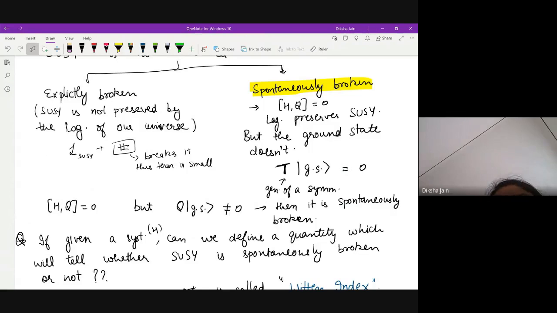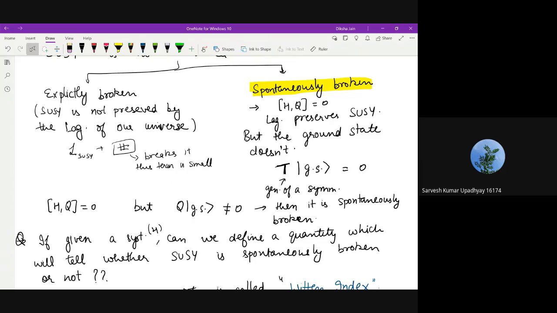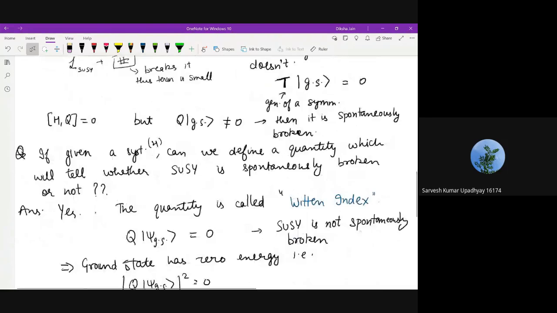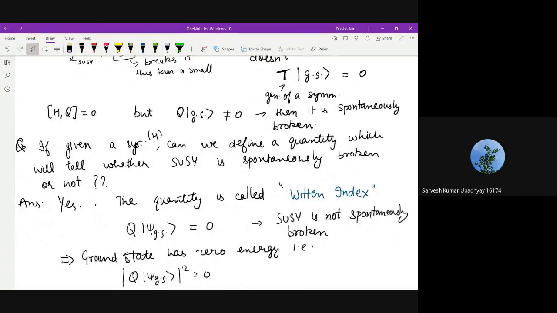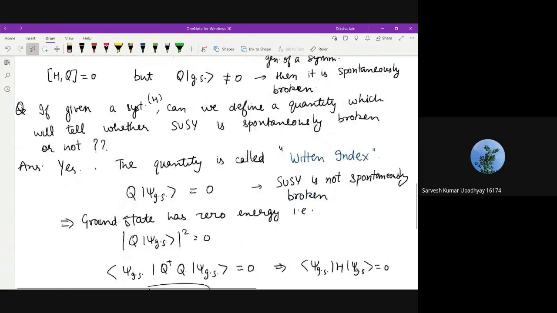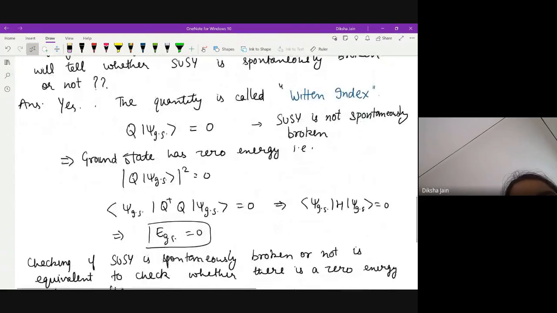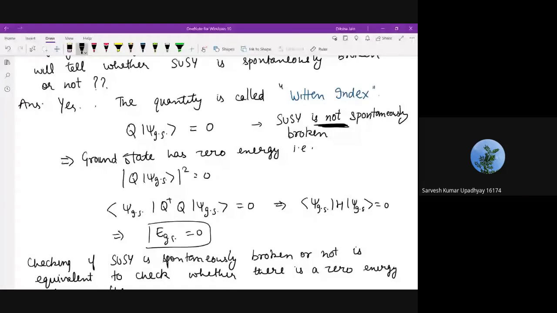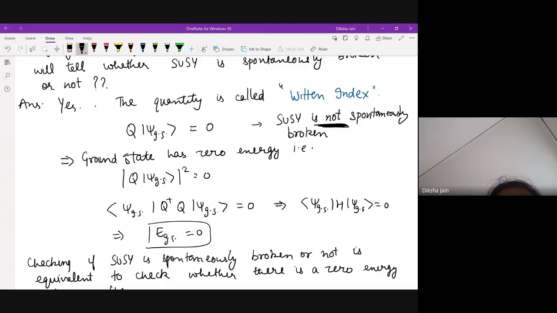So if the symmetry is not broken, then Q acting on the ground state should be 0, right? Yes. So what have you written below this Witten index statement? The Witten index says that if SUSY is not spontaneously broken, then Q acting on the ground state should be 0. Yes. Okay. Any other question?